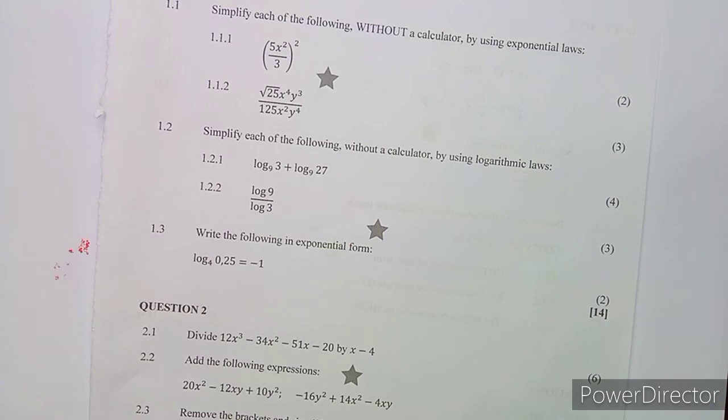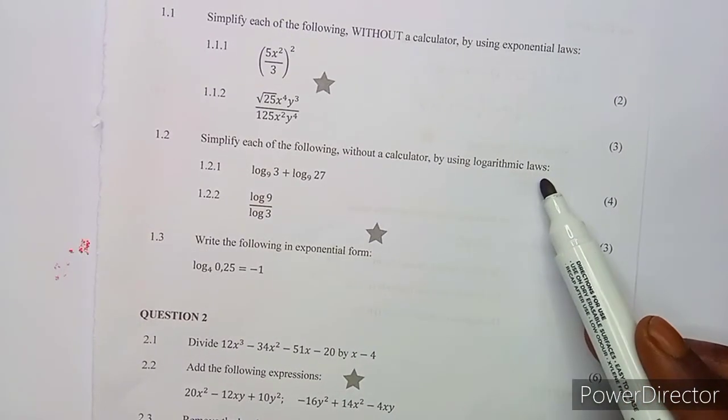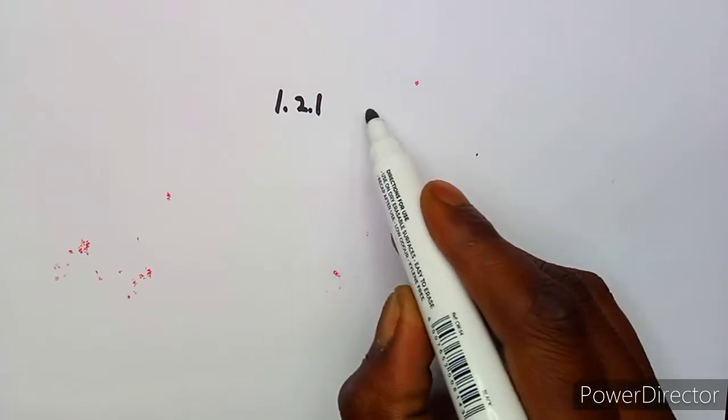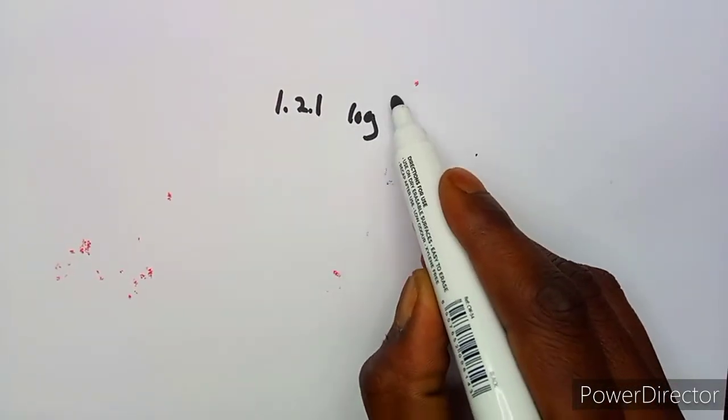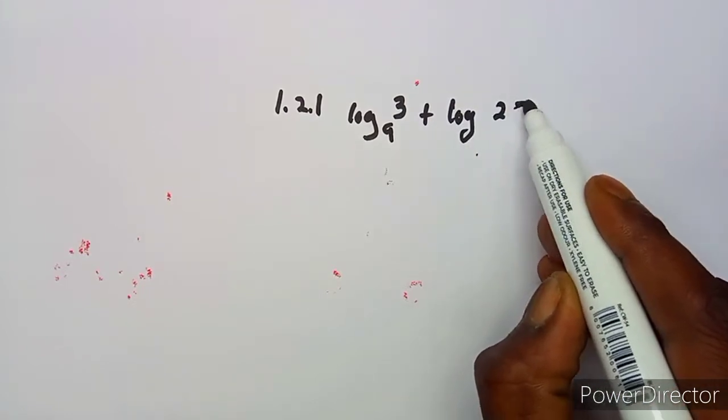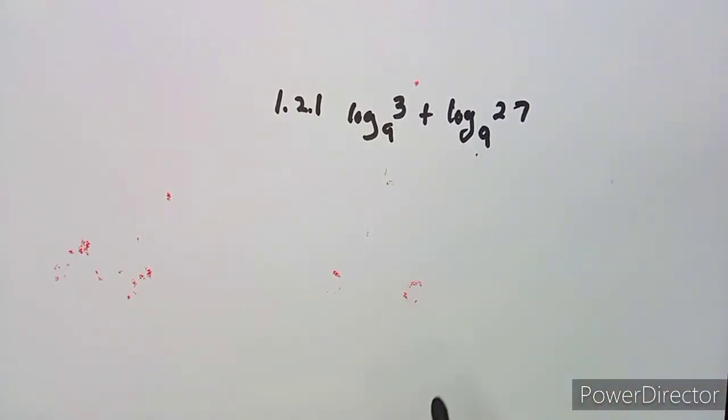Okay, quickly rushing on to 1.2, we are asked to simplify each of the following without a calculator again, but this time using logarithmic laws. So this time we have to apply the laws of logarithm to simplify the logarithm of 3 in base 9 plus the logarithm of 27 in base 9. Guys, they want us to simplify this without a calculator. How do we go about it?